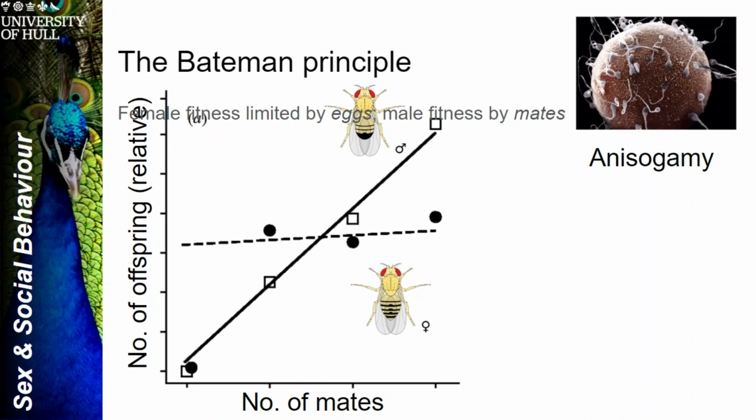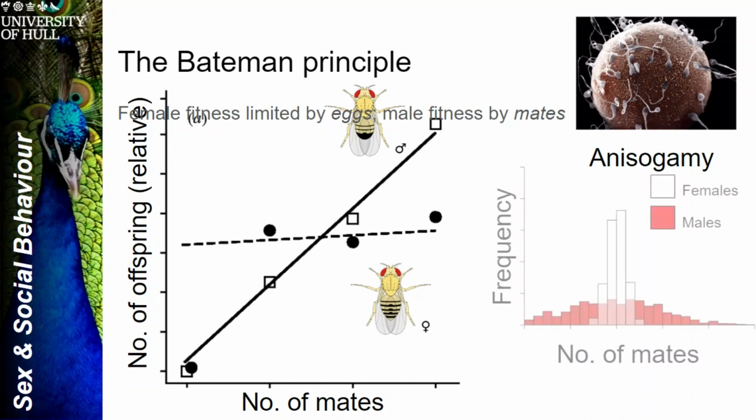But for males, that wasn't the case. The more mates the males had, the more offspring they tended to father. And so Bateman's reasoning here is that the gradient of this line is steeper for males than it is for females. A male has more to gain by seeking additional mates beyond the first one than a female does. So the gradient of offspring upon mates is higher for males than females.